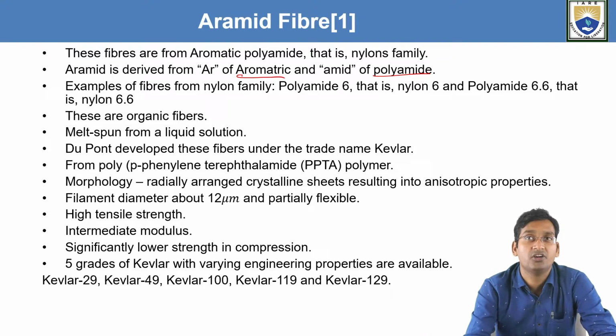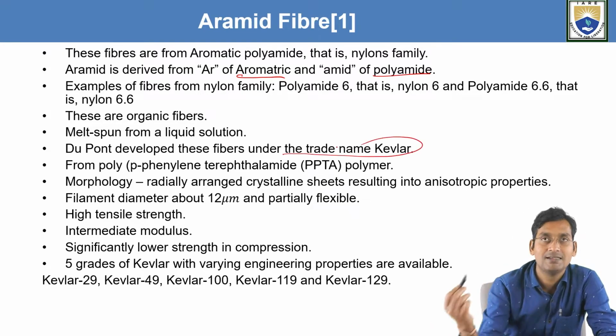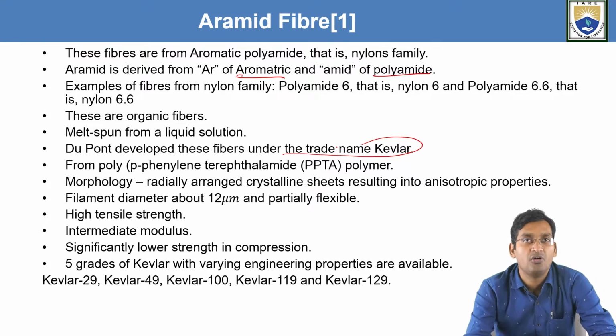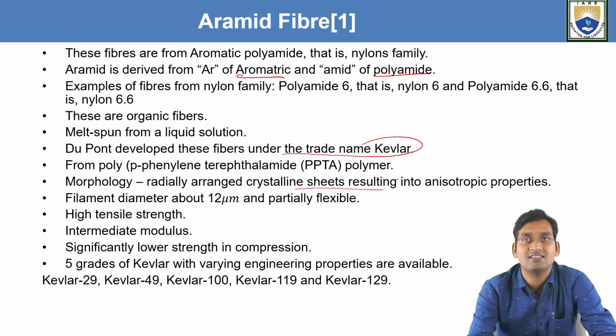These are organic fibers, melt spun from a liquid solution. DuPont developed these fibers under the trade name Kevlar, made from polyphenylene terephthalamide, the PPTA polymer. Morphology is what? Readily arranged crystalline sheets resulting in anisotropic properties. So they are arranged as crystalline sheets and hence they have anisotropic properties.